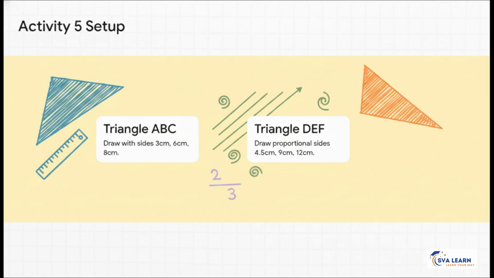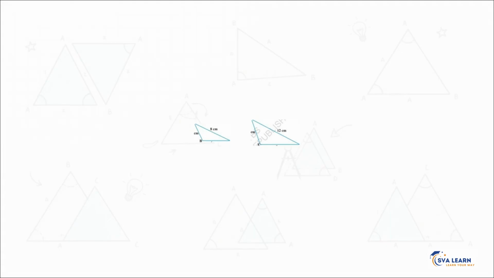First, draw a triangle with sides measuring exactly 3, 6, and 8 centimeters. Next, draw a second triangle where every single side is exactly 1.5 times longer, so 4.5, 9, and 12 centimeters. The ratio of the corresponding sides here is perfectly locked at 2:3. So what you've essentially done is built a rigid cage of proportional sides.